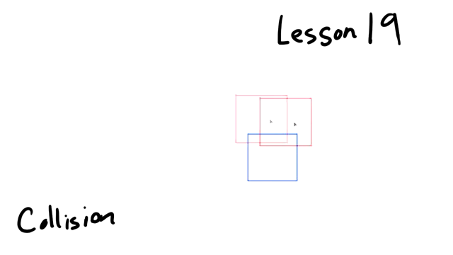To determine whether something is colliding, you do a bunch of comparisons. You compare the right side of the red to the left side of the blue. Right side's got to be greater than the left side of the blue, and the left side of the red has to be less than the right side of the blue. That makes sure that we're somewhere within this range here. Now you've got to do the vertical. So the bottom of the red's got to be greater than the top of the blue, and the top of the red has to be less than the bottom of the blue.